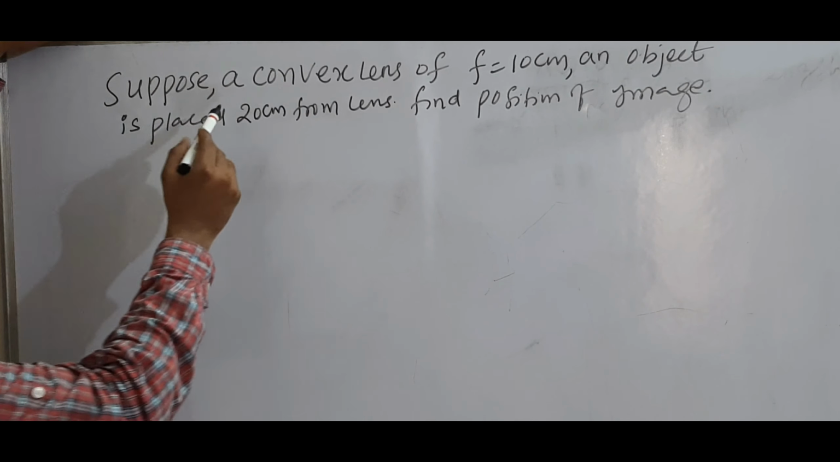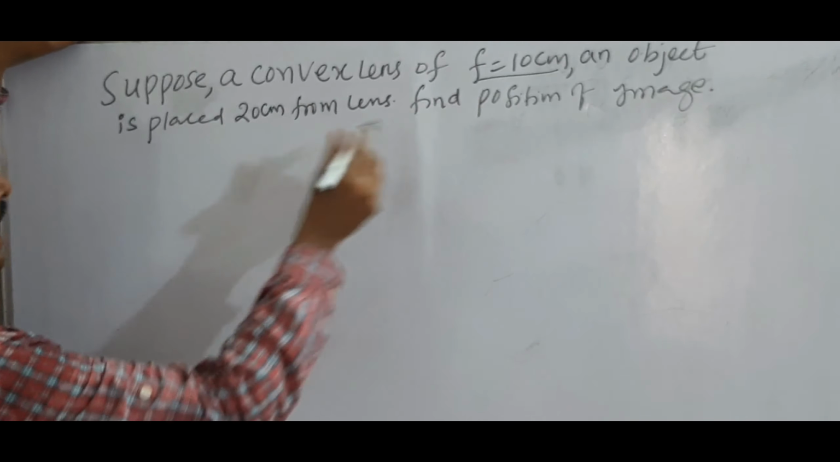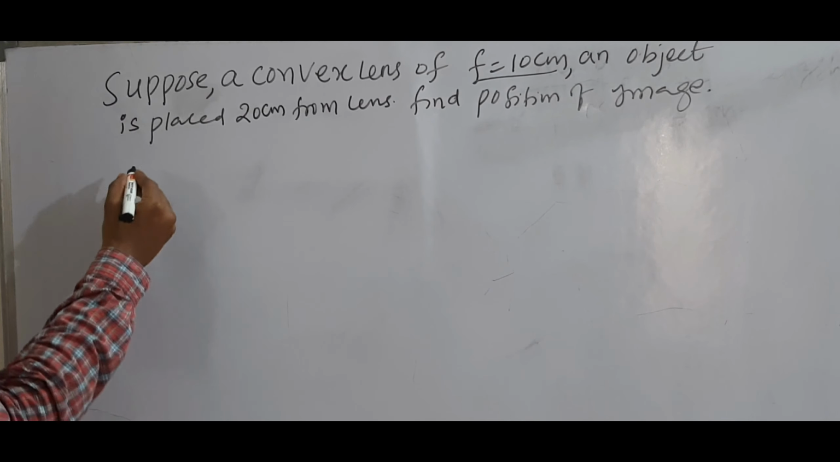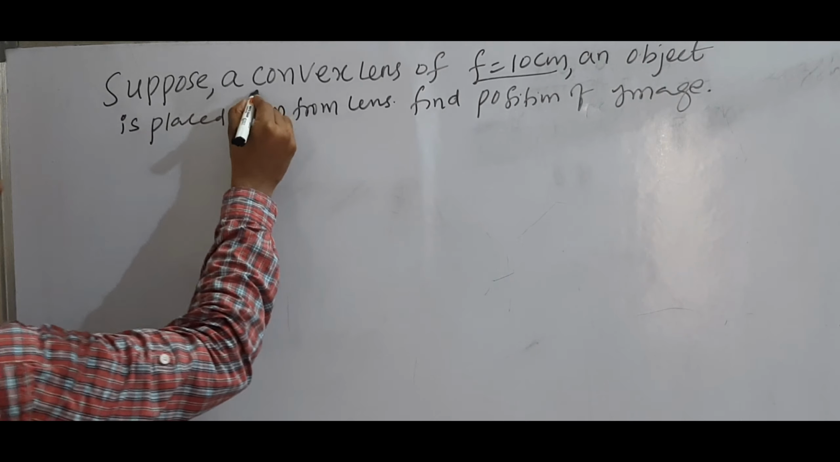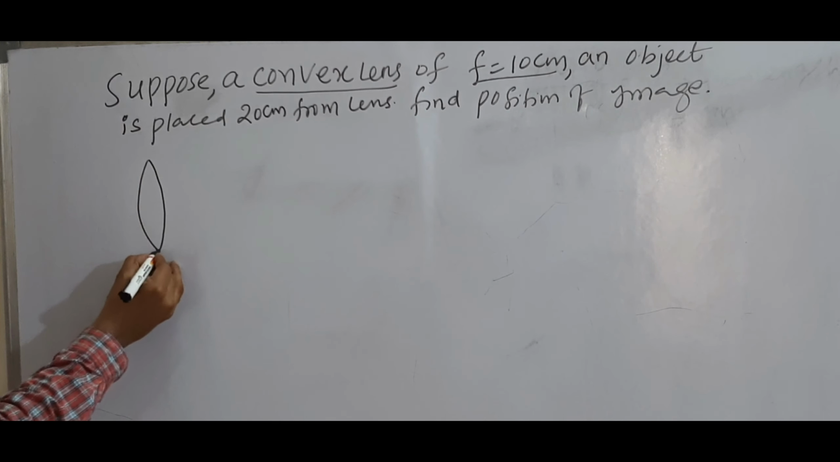See another example. Suppose a convex lens has a focal length of 10 cm. An object is placed 20 cm from the lens. Find the position of the image. For this, first draw the lens. Which lens here? Convex lens. See here, this is the convex lens.